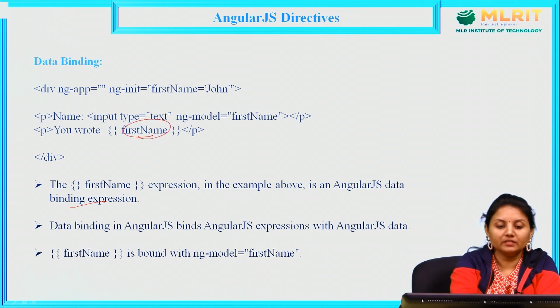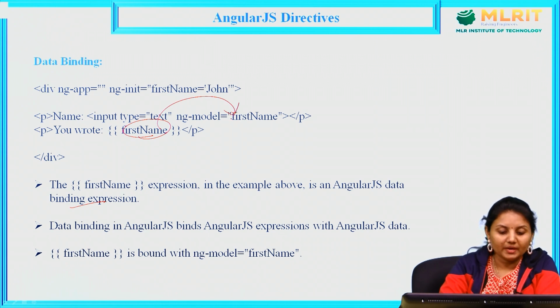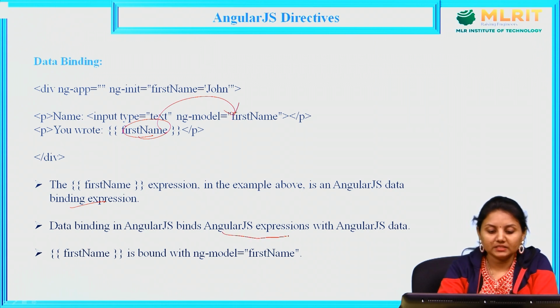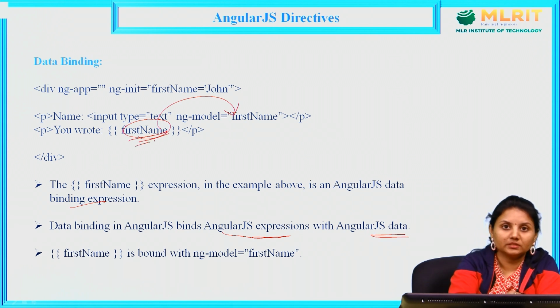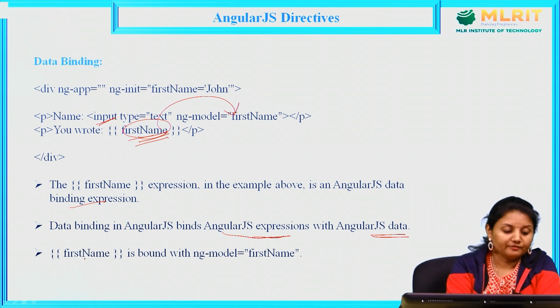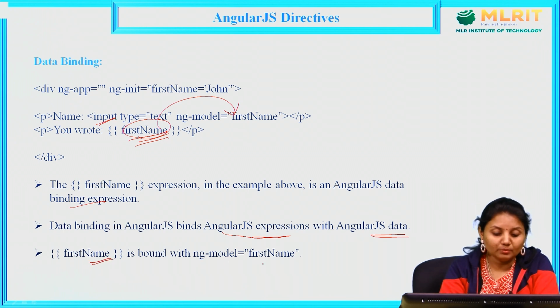This is binding with what? ng-model first name. Data binding in AngularJS binds AngularJS expressions with AngularJS data. What is the expression? This is the expression. What is the data? The input that you are going to give is the data. First name is bound with ng-model first name.